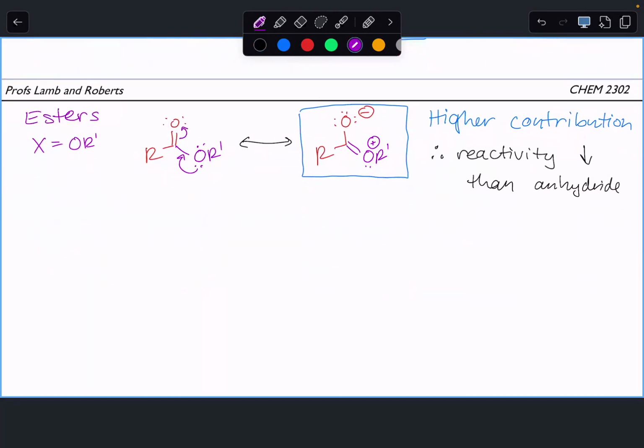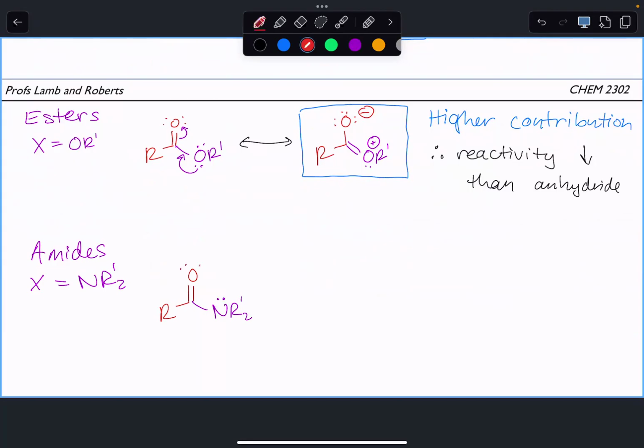The last one are the amides, where our X group is going to be our NH2, NHR, NR2, any of those. Doesn't matter. It's the same. Let's first draw our amide. Nitrogen has a lone pair. Once again, we can draw a resonance structure, push from the lone pair, break the double bond.